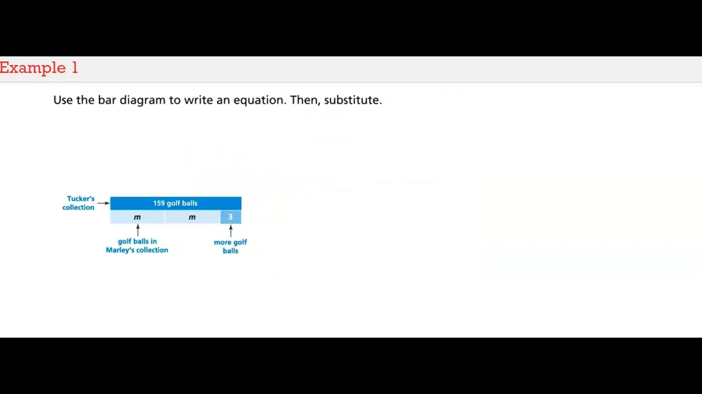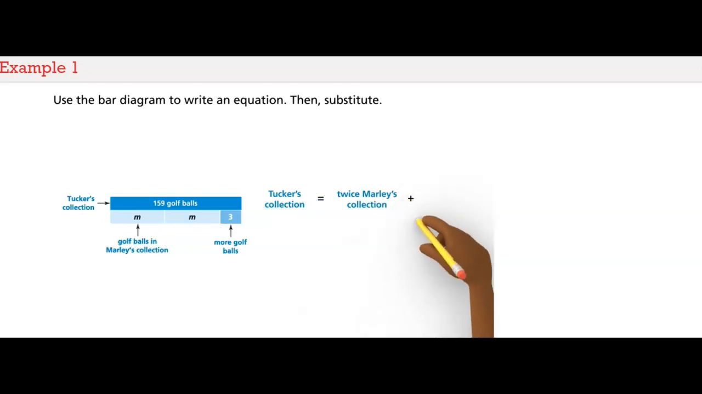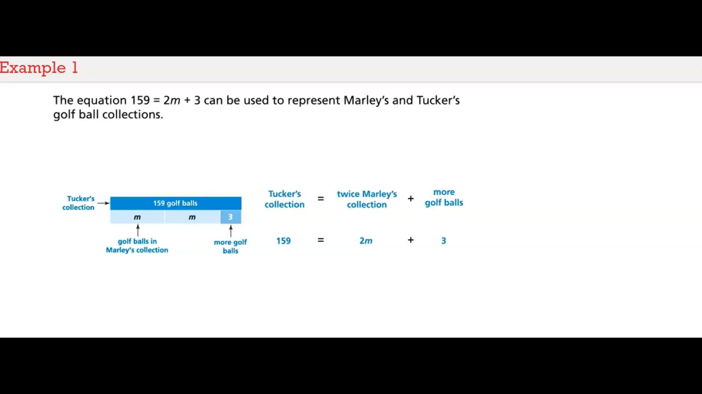We can use the bar diagram to write an equation. Tucker's collection is equal to twice Marley's collection plus 3 more golf balls. Now substitute the information into the equation. 159 is equal to 2 times M plus 3. The equation 159 is equal to 2 times M plus 3 can be used to represent Marley's and Tucker's golf ball collections. What does the expression 2 times M plus 3 represent in the equation?